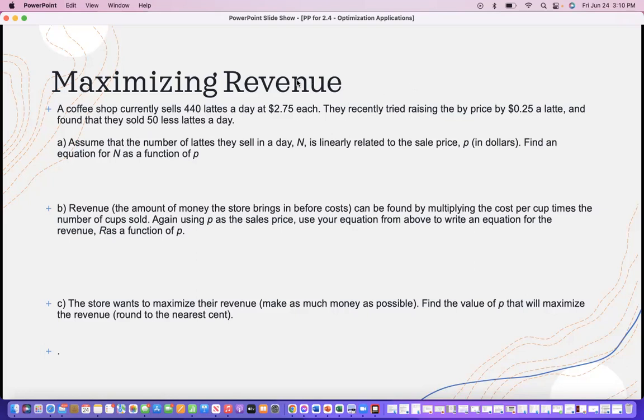So with this information that they gave us, we want to try to find a linear equation given this relationship, where 440 lattes a day was what they sold when it was $2.75 each. And then when we increased the price by 25 cents, the quantity that was sold went down by 50, right? So we're going to use those two things as ordered pairs for N and P, where P is my price, N is the number of lattes. We're going to create a function or an equation where we have N equal to, and then all our stuff for P.